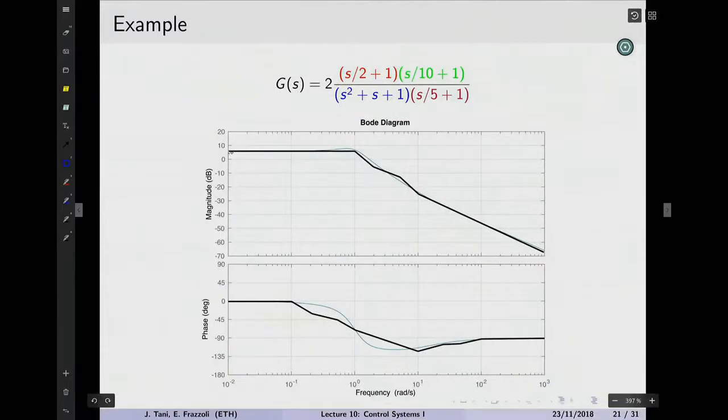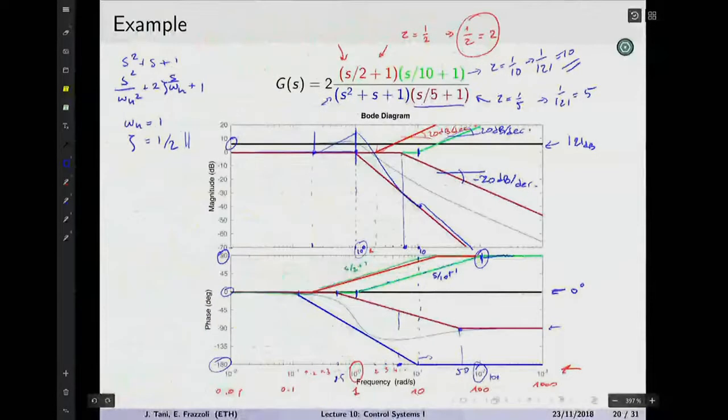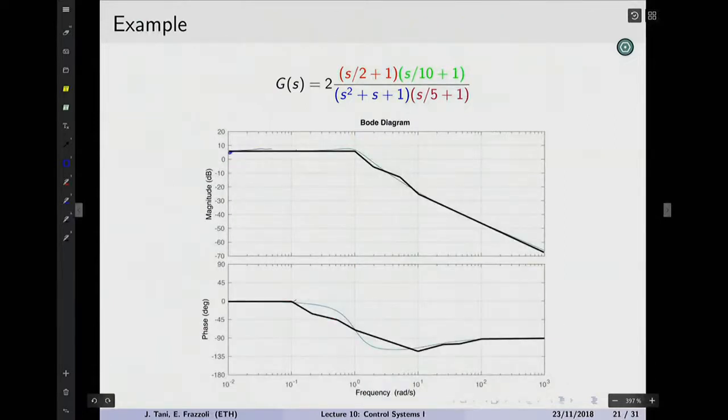So you get, in fact, a magnitude that goes like this up to here, and then 0 up to here. And so on and so forth for all of these regions until new breakout points happen. If you sum the terms one by one, you get this black approximation. So we just broke down a complex transfer function into these 4 terms. You draw each one of them, plug them in, and you sum them up.